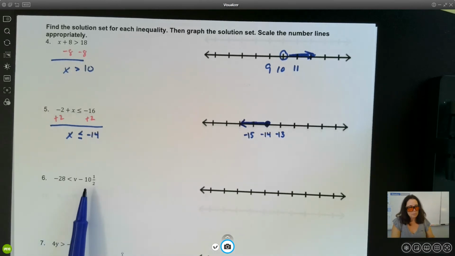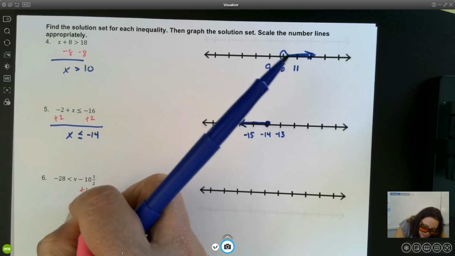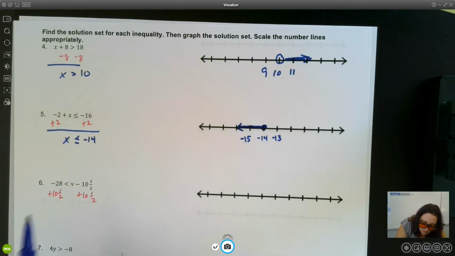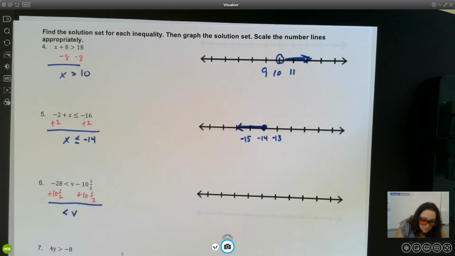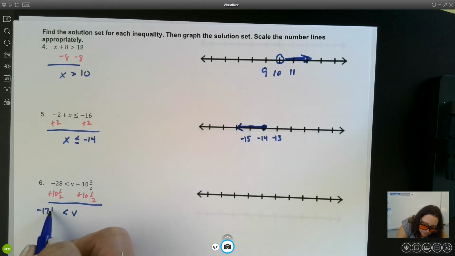Okay, a little bit uglier number. I'm going to add 10 and a half to both sides. So I've got V on the right side. I've got this symbol this way. I just brought it straight down. Now a negative 28 plus 10 and a half, that's negative 17 and a half.